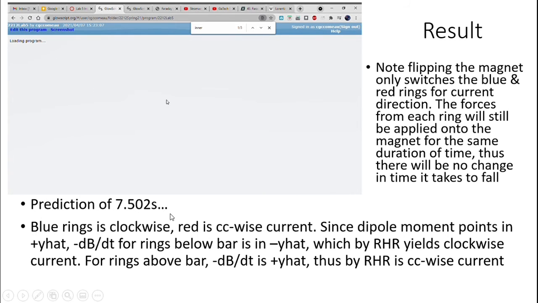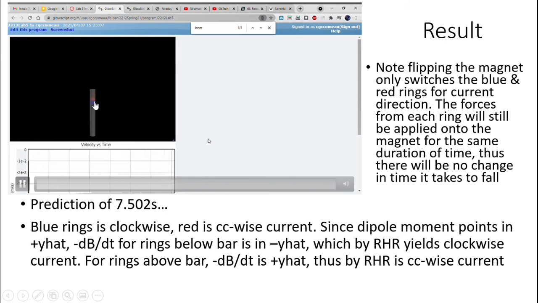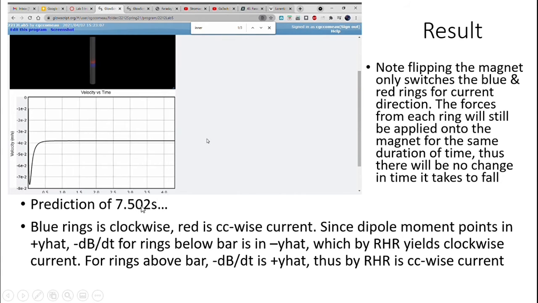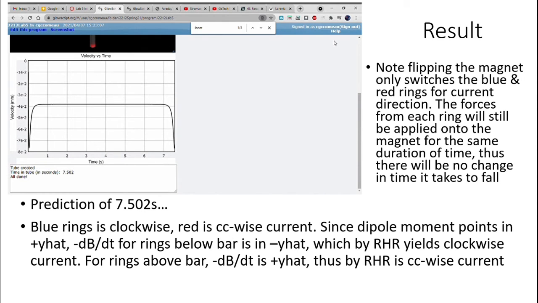I would like to note that the visualized blue rings represent clockwise flowing current and the red is counterclockwise. Since the dipole moment is in the positive y-hat direction, negative dB over dt for the rings below the bar is negative y-hat, which by Lenz's law, right-hand rule yields clockwise current. For the rings above the bar, using the same process yields negative dB dt as positive y-hat, which yields counterclockwise current. As a result, flipping the magnet's drop orientation would only switch the blue and red rings for current direction. The forces from each ring will still be applied on the magnet for the same duration of time, thus there will be no change in its fall time.